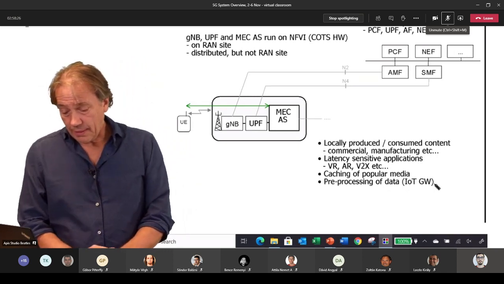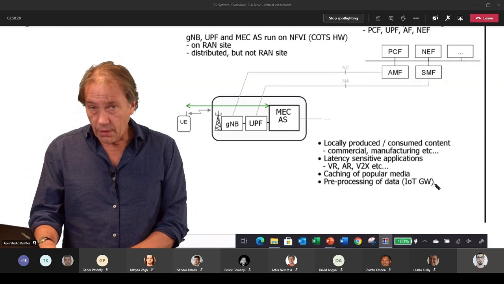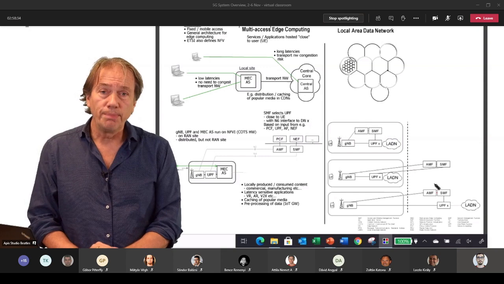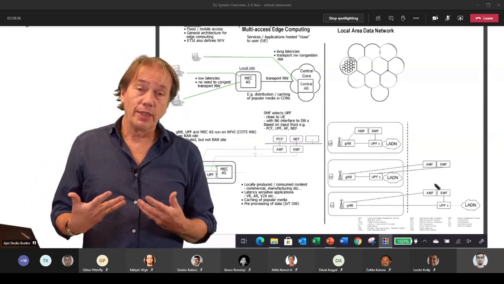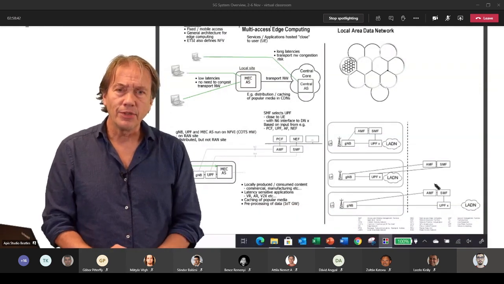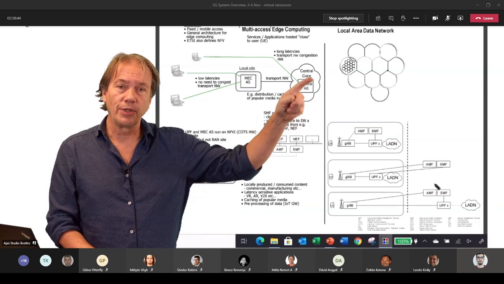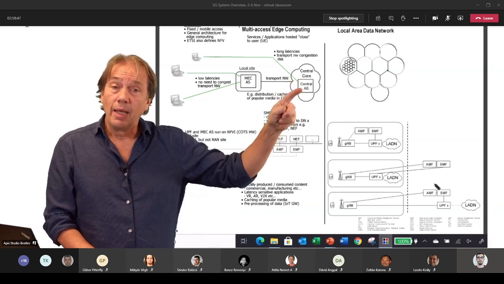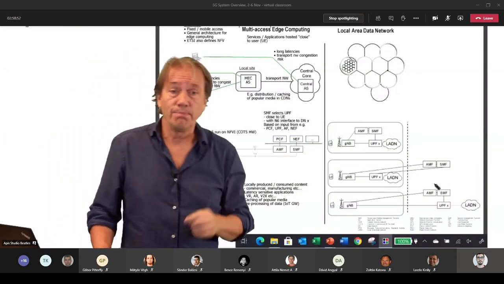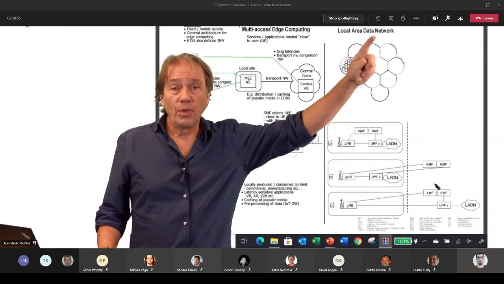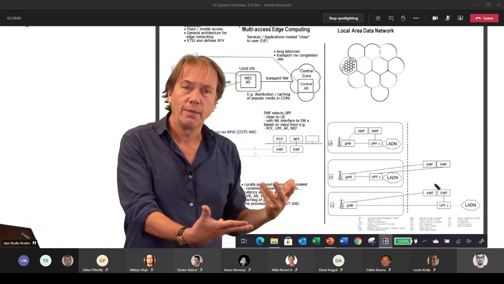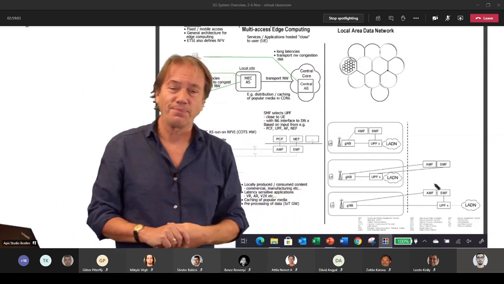All right. So that was a short description of edge computing, which is in some sense about doing things locally instead of having centrally deployed applications. The second thing we will talk about in this part of the course is something called a local area data network. And as you can figure out from the name, this also has to do with local services.